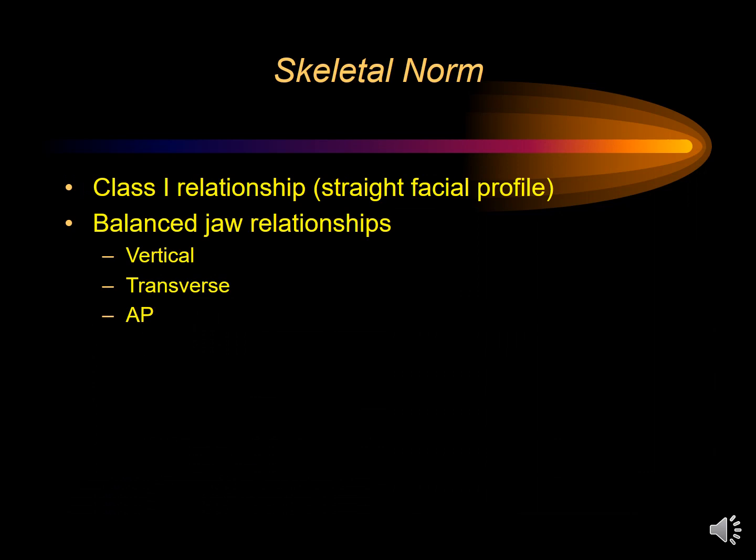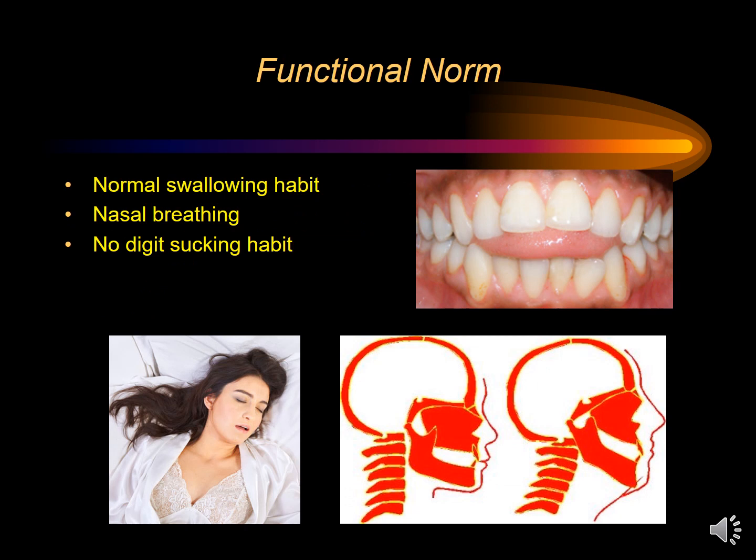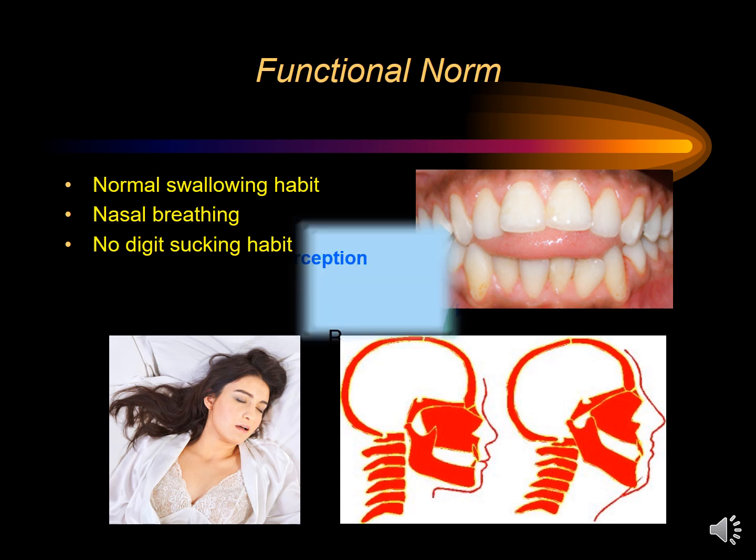Now, the skeletal norm is that we want a class 1 relationship with a straight facial profile. Jaw relationships should be balanced in the vertical, transverse, and anteroposterior planes. Okay, functional norms: we want to see a normal swallowing habit, nasal breathing and preferably not oral breathing, and there should be no habits, especially digit sucking habits.